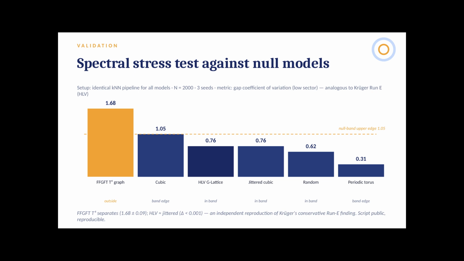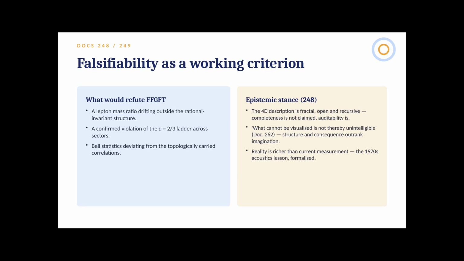That actually reinforces Kruger's cautious Run-E finding, now from an independent pipeline, and it shows this particular diagnostic, at 2000 points, simply isn't sharp enough yet to single out a physical signature. We reported straight. Slide 53.